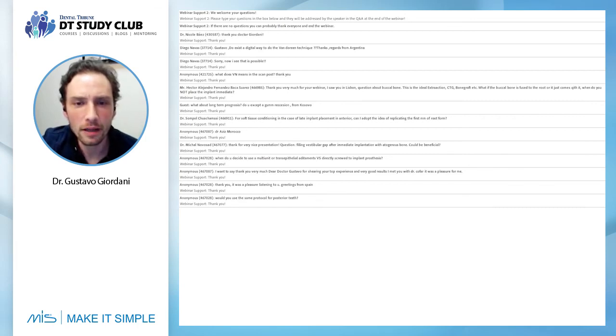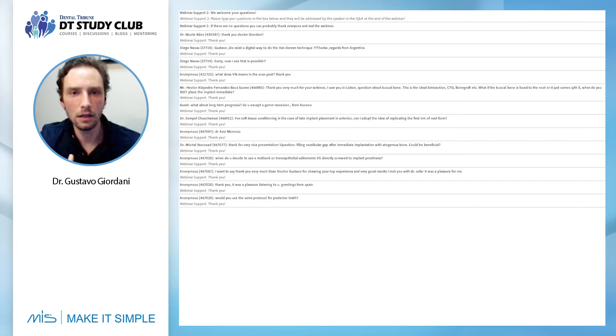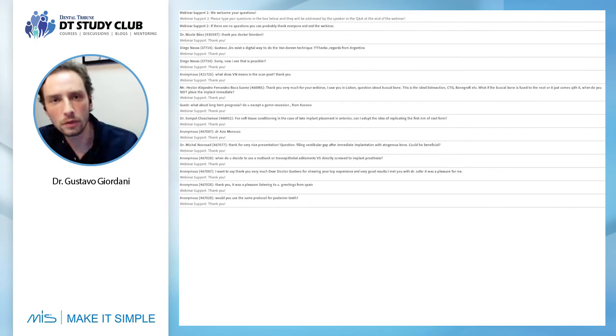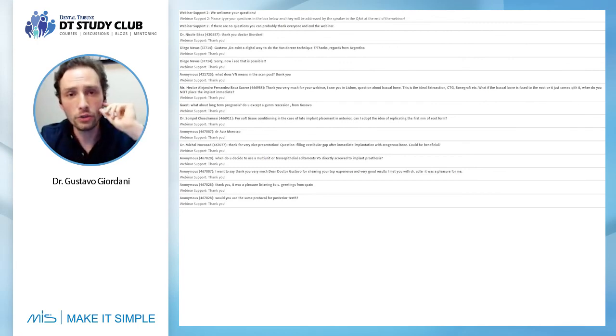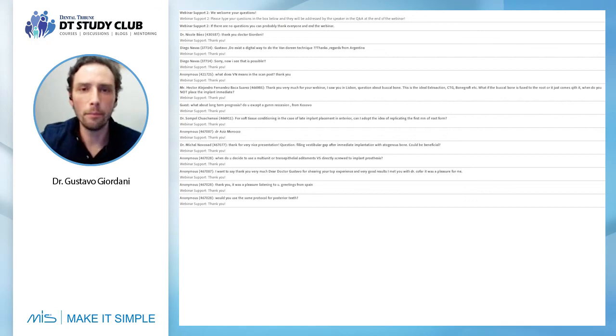Question: filling the vestibular gap after immediate implant with autogenous bone, could it be beneficial? Depends. If you do just autogenous bone and you smash it, this is not as stable as the particulate biomaterial. When you use biomaterial, this is more stable in the long term. But when you use autogenous bone, as I said, from the IDR technique, when you use a cortical medullar bone from the tuberosity like a bone block graft, this is very stable. And José Carlos Rosa is showing a lot of very good results with this kind of autogenous bone, but it needs to be like a block. Okay.